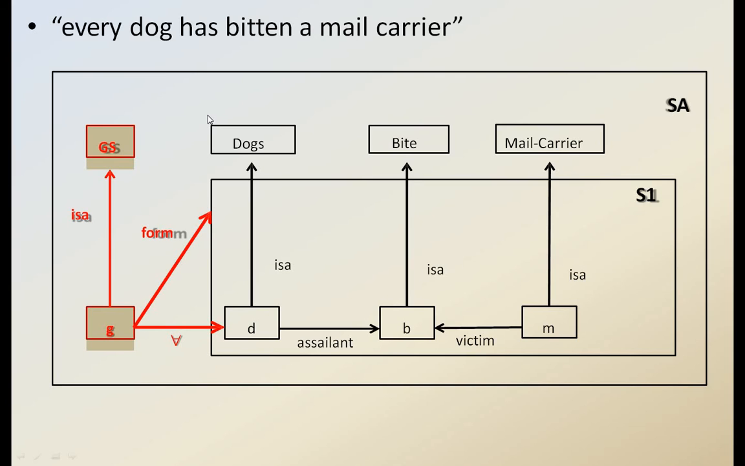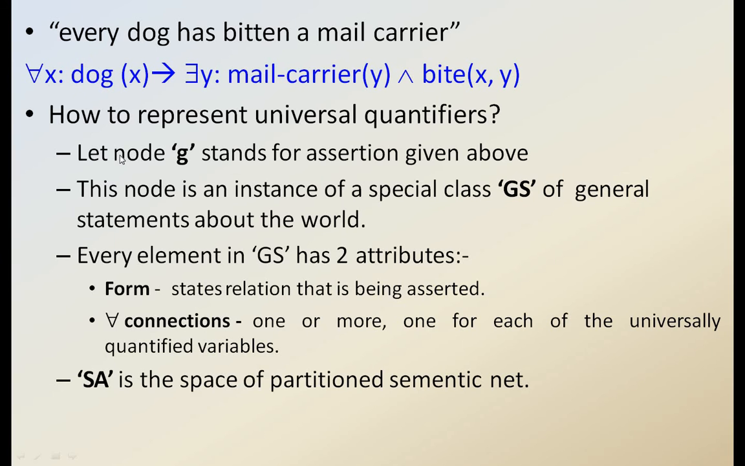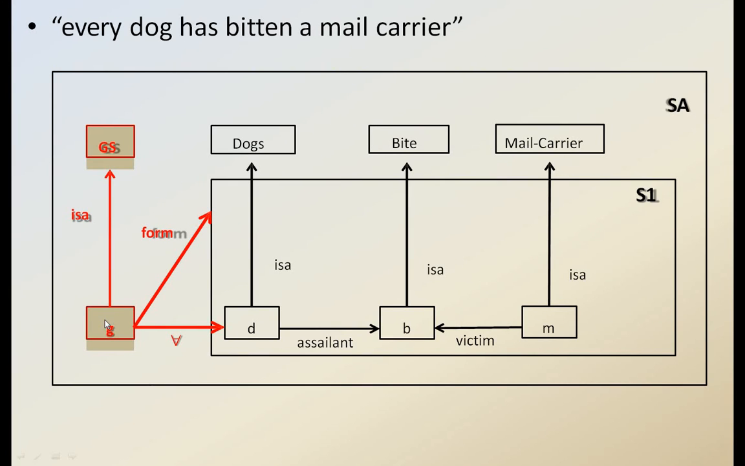So every dog has bitten a male carrier. Here we have the for all x. For all x can be represented by using the GS. GS has another object called G. So G is a GS. So this is applicable to whom? Every dog has bitten the male carrier. So this general statement is connected to dog, because every dog, but not every male carrier, only every dog. So it is connected to the dog D object and as well as the entire partitioned semantic net. So SA is the whole partitioned part of the semantic net, and S1 is the auxiliary object partition.